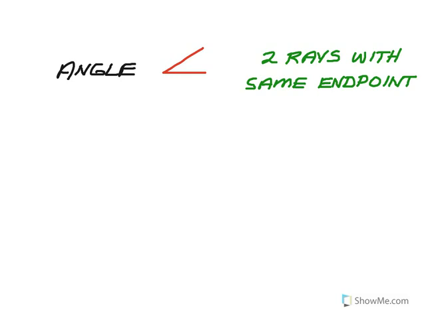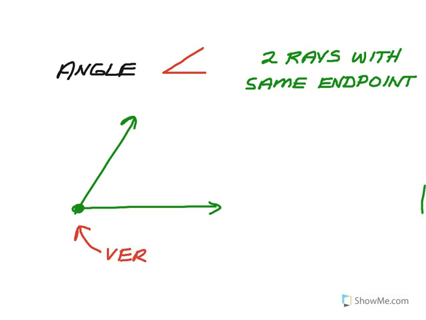Lesson 1.4 is about angles. An angle is a figure formed by two rays that share the same endpoint. We call the endpoint the vertex of the angle, and we call the rays the sides of the angle.